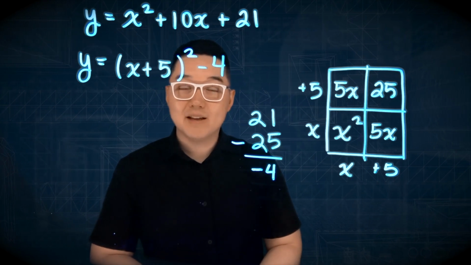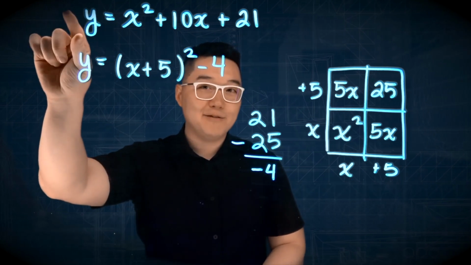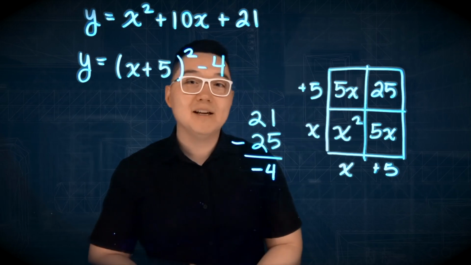And there you go. This is another example of a standard form turned into a graphing form using the completing the square method.